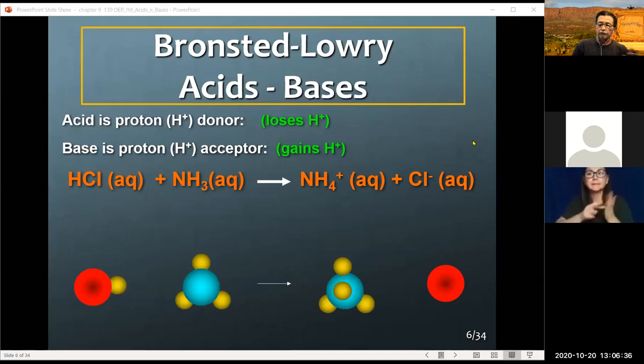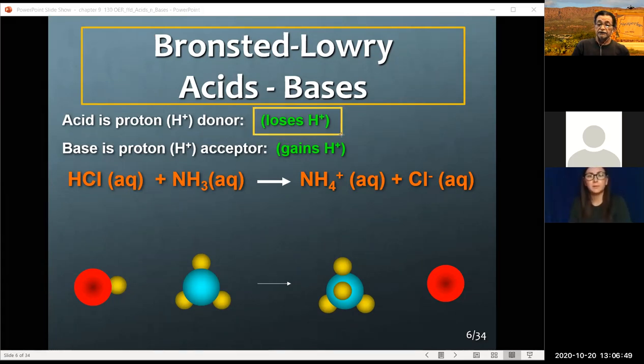In both cases, the Arrhenius definition and the Brønsted-Lowry definition, they're similar with respect to an acid, because in both cases they produce a proton. Brønsted-Lowry says it loses the proton, and the Arrhenius definition says it forms a proton. Either way, you're making a proton, so it is defined as an acid. Where they differ is their definition of a base.